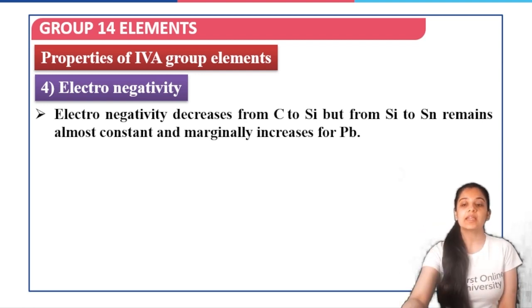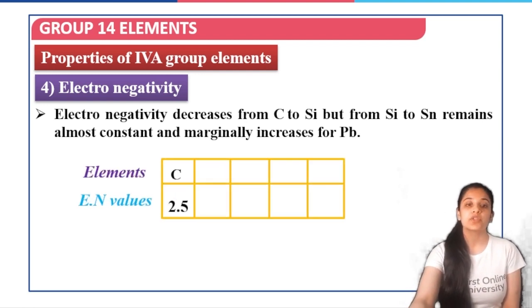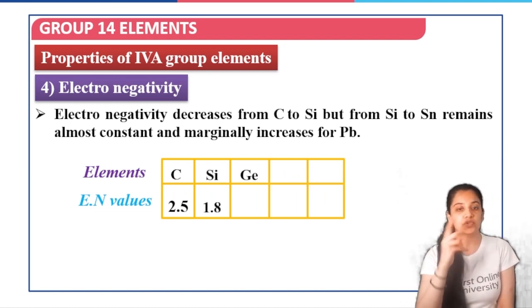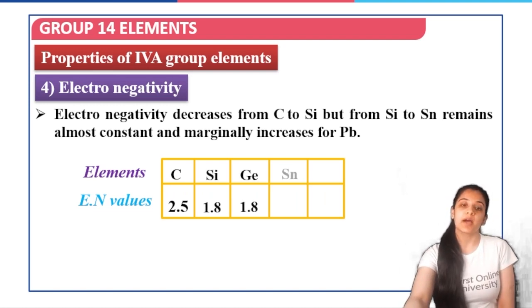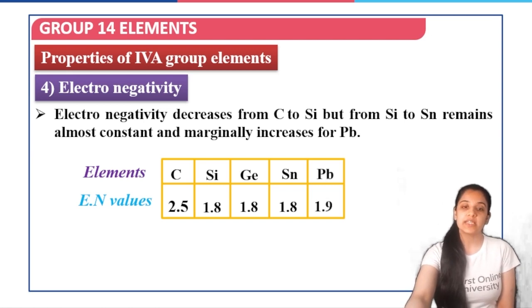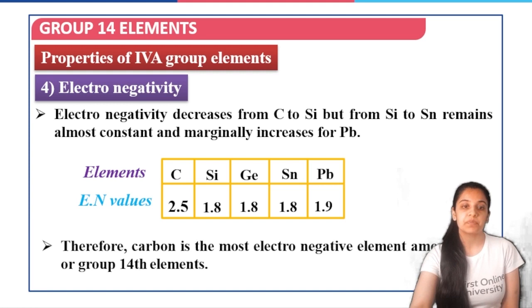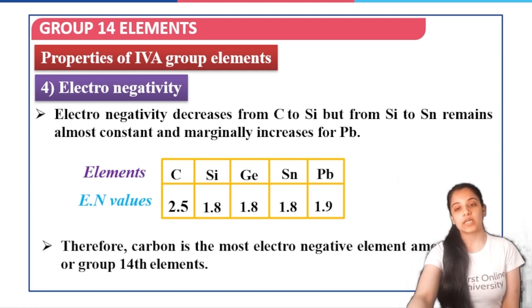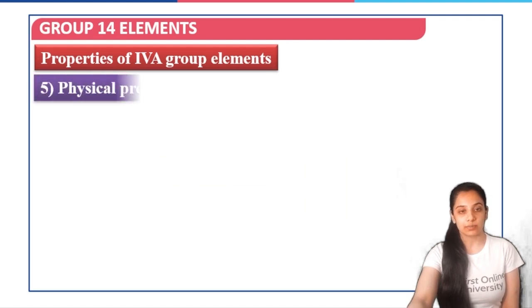And then for lead, it increases marginally. Okay. So, carbon 2.5, silicon 1.8. So, there is a decrease. Then for germanium, again 1.8, tin 1.8 remains constant. And for lead, it marginally increases to 1.9. So therefore, carbon is the most electronegative element of group 14 of the periodic table.